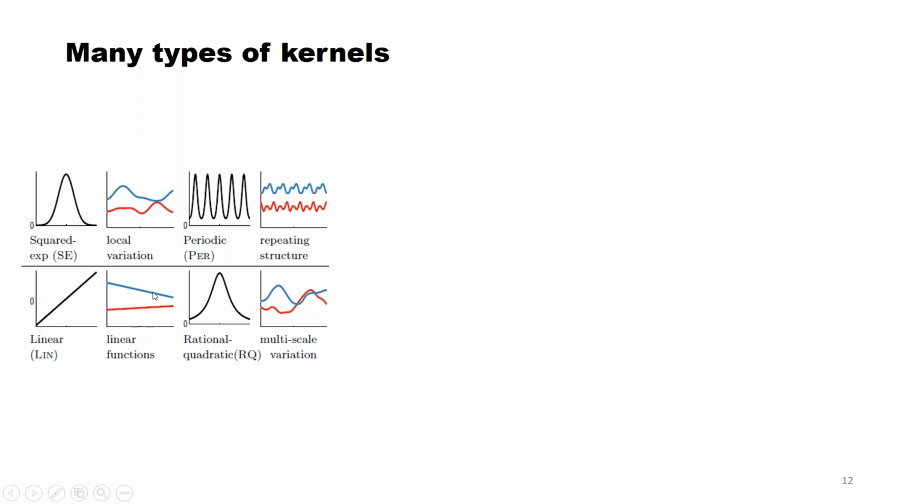So these are examples of functions that you can get. You can have periodic kernels in case you have some kind of periodicity, or something that repeats. Of course, this is the squared exponential, as I said, and this is the rational quadratic, so it has these multi-scale variations. Now, even with those, it's still a bit constrained.